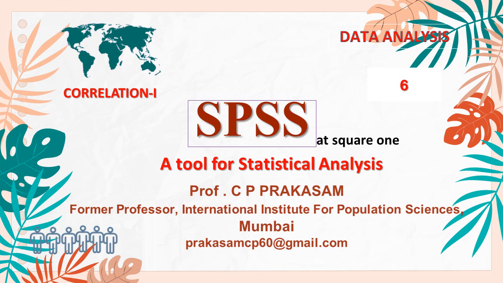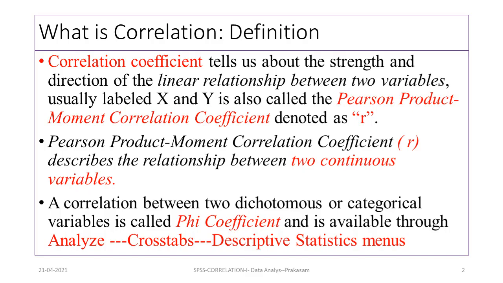I will be discussing correlation part 1, how to use SPSS for calculation of correlation coefficient under data analysis. What is correlation? Correlation tells us about the strength and direction of linear relationship between two variables, usually labeled as x and y. It is also called Pearson product moment correlation coefficient and denoted by a small letter r.